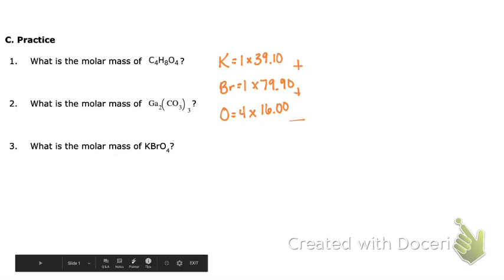Multiplying and adding these 3 up, I got a total of 183.00 grams per mole. So if you got any of these wrong and you're not sure why, reach out to me through a message or an email, and I can try my best to help out.